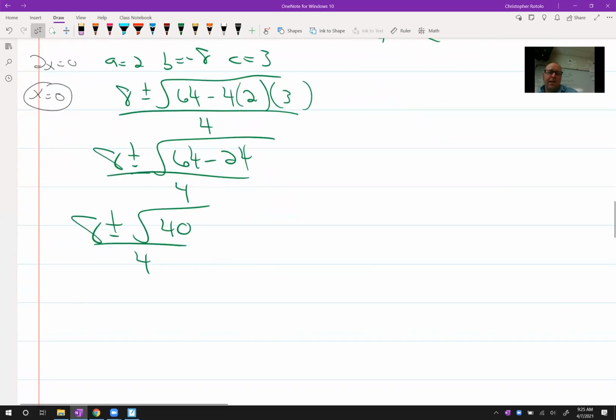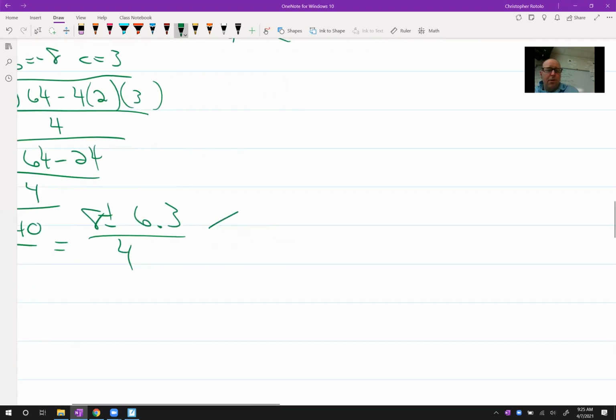over 4. Again, not a perfect square. 8 plus or minus. It's going to be 6 point something, right? You're always thinking about what number is it close to, it's pretty close to either 36 or 49. So let's find the square root of 40. So when it says 6.3, I'm like, yeah, I'm down with that because it was between the numbers I thought it was, 36 and 49. All right, so let's go from here. Let's go 8 plus 6.3 over 4, 8 minus 6.3 over 4.